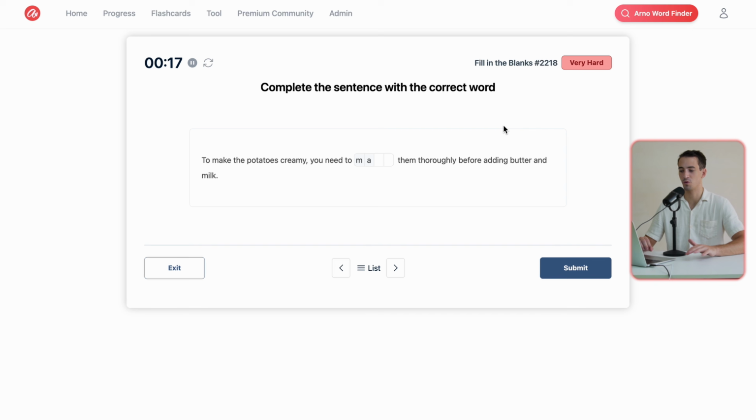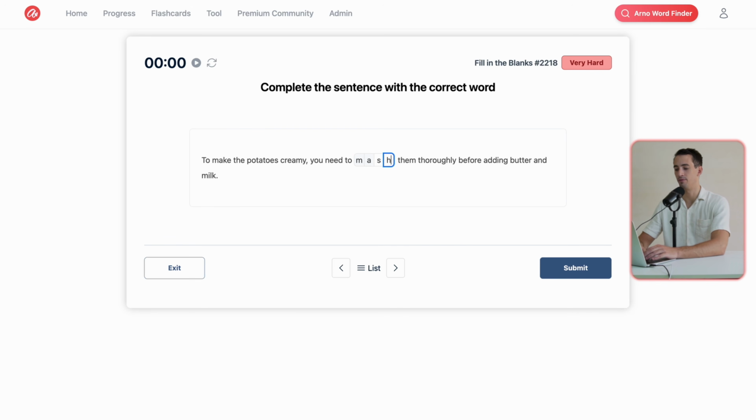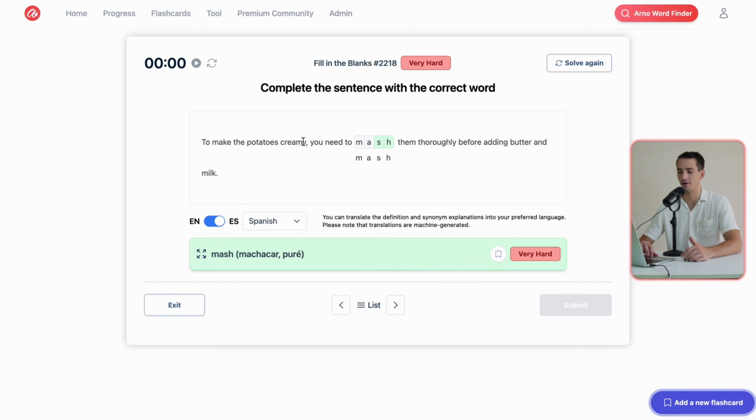To make the potatoes creamy, you need to MA blank blank them thoroughly before adding butter and milk. The correct answer here would be mash. Mash them. So the clues here are to make potatoes creamy. So creamy means smooth, like milk. So if you're making potatoes and you want them to be smooth, well, you have to do something to them. And what we do to potatoes to make them smooth is to mash them.